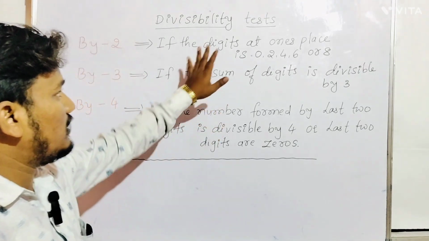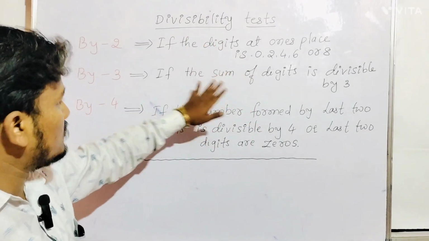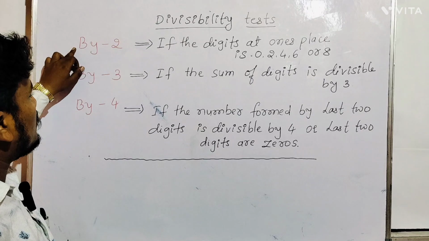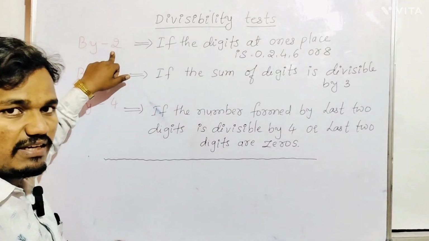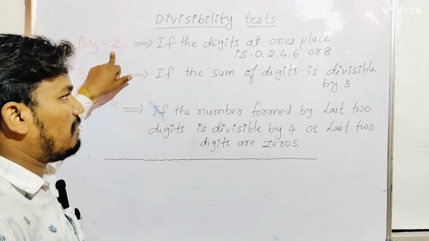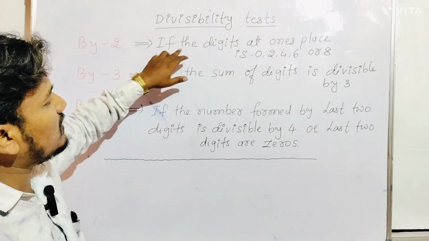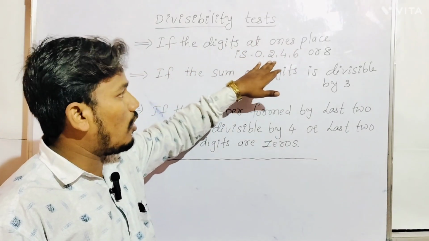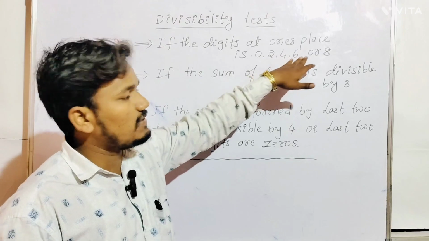So here some of the divisibility tests are given. Here are the rules and by which number we want to divide. If you want to divide by 2, whether that number is divisible by 2, what was the rule? If the digit at one's place is 0 or 2 or 4 or 6 or 8.